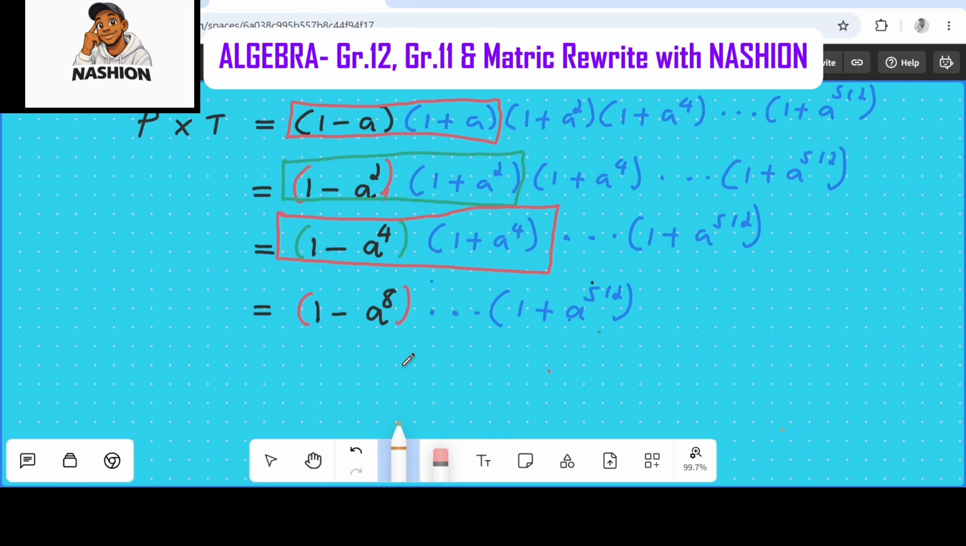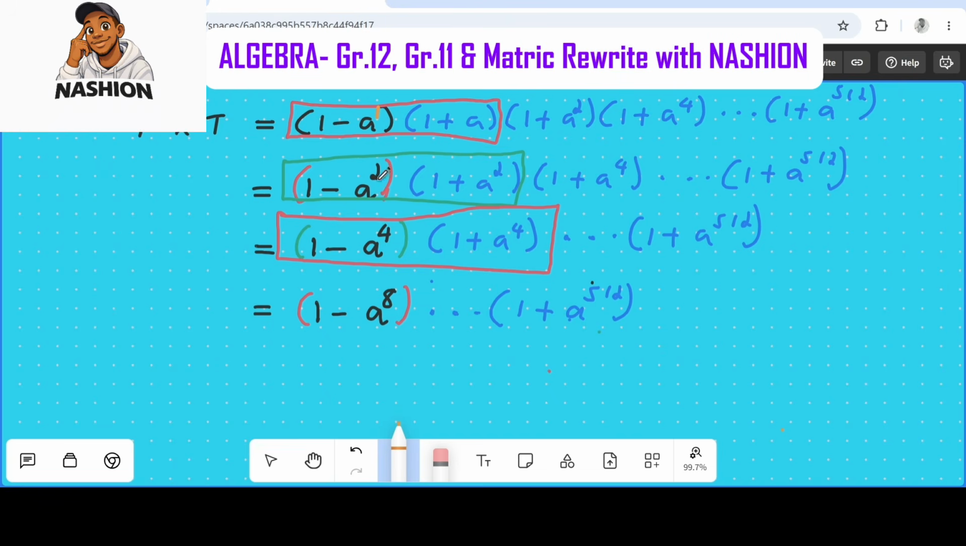Can you see the pattern going on here so far? Right from the top there, we have a to the power 1, a to the power 2, a to the power 4, a to the power 8. So a to the power 1, 1 times 2 is a to the power 2. Times 2 is a to the power 4. 4 times 2 is to the power 8. Times 2 to the power 16. Times 2 to the power 32. Times 2. Eventually, guys, we will end up arriving at a to the power 512 because there are some factors in between here.